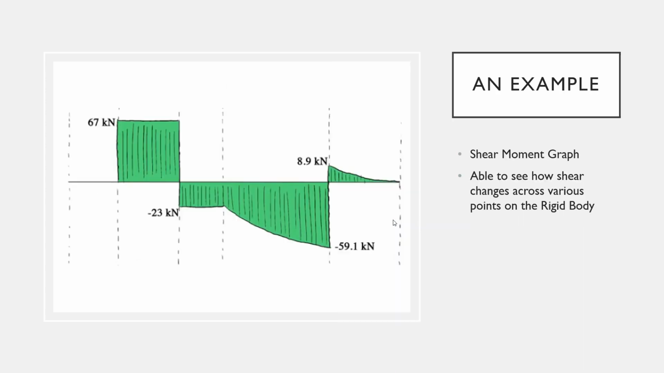So, an example. A funky graph you see on the left there is a shear moment graph, and it'll be used later on in a key example that we'll be discussing. A shear moment graph allows students or a person to see how shear changes across various points on a rigid body, again, which will be discussed later.